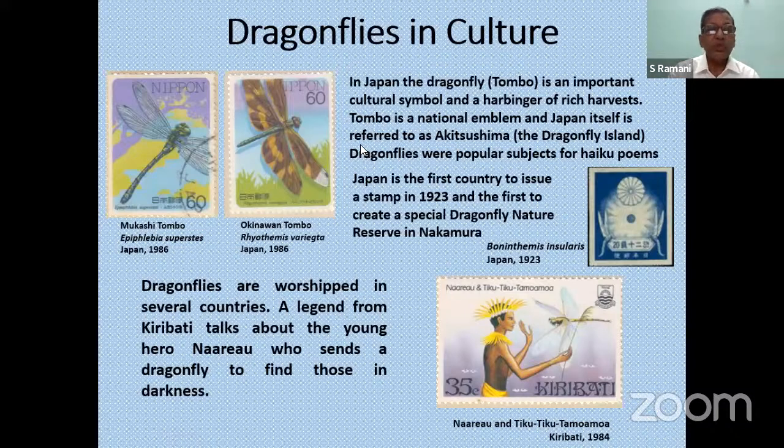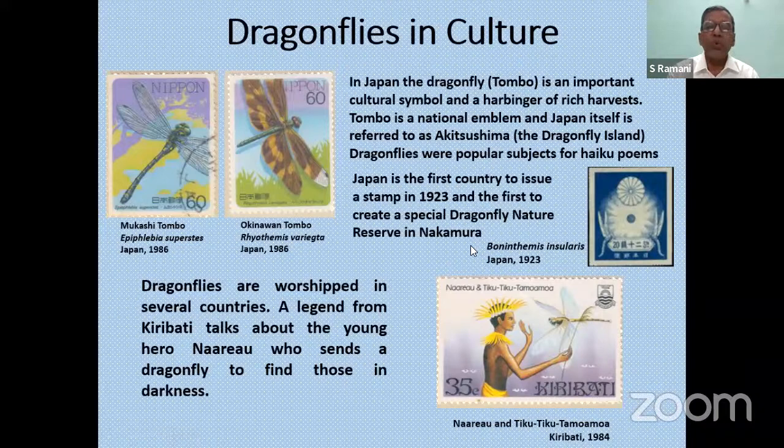And dragonflies have also been very, very popular in several of the haiku poems. I already told you about the stamp, which was produced in 1923 by Japan with two dragonflies here, one in Themis insularis. And this was the first country to come out with a stamp on a dragonfly. They were also the first country to prepare a dragonfly nature reserve in Nakamura.